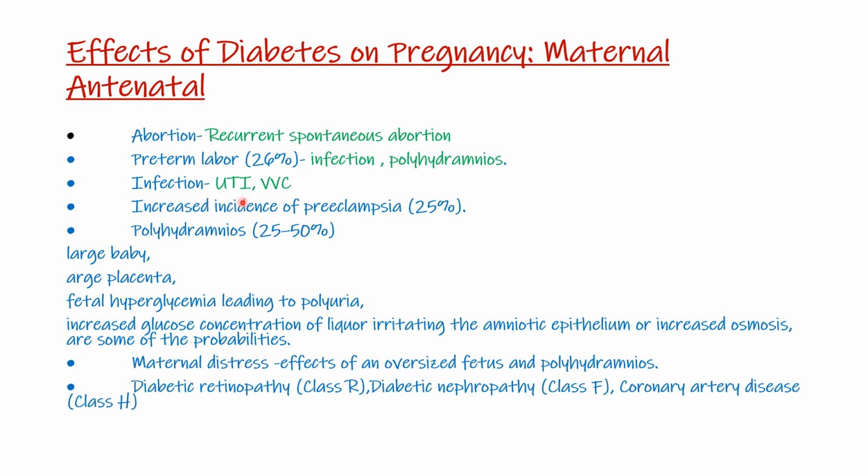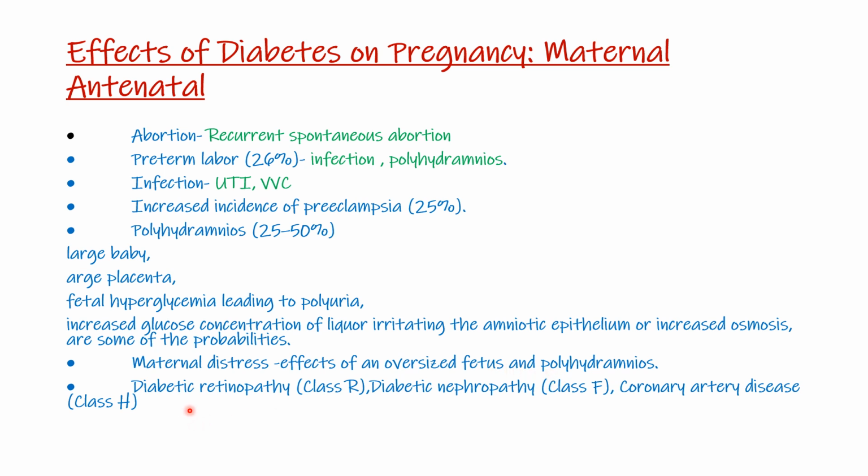Infections, UTI mostly, high incidence of preeclampsia as mentioned before, polyhydramnios, which is caused by a large baby, large placenta, and because we have already fetal hypoglycemia leading to polyuria. Polyuria will present as polyhydramnios. In addition to that, we already have increased glucose concentration in the liquor, which will affect the amniotic epithelium and also increase the risk of osmosis, causing polyhydramnios. In addition to that, we have maternal distress, which are effects of the oversized baby and polyhydramnios.